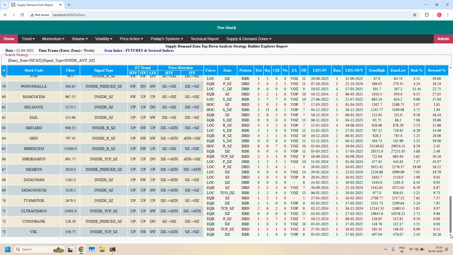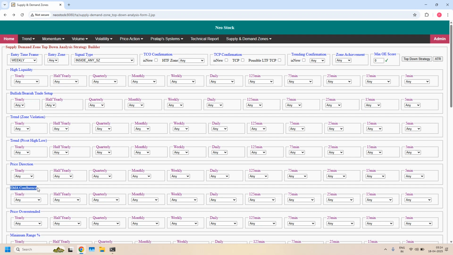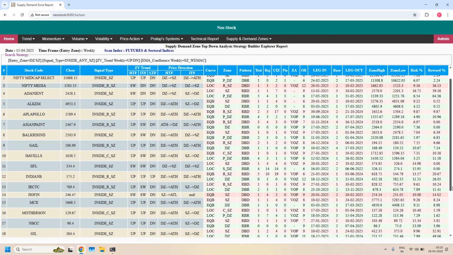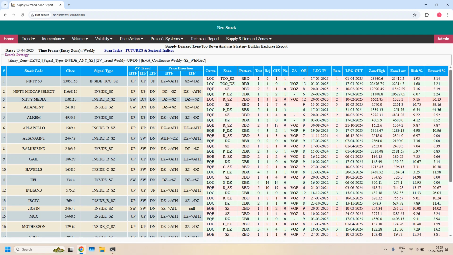So out of these 73, we can again further filter based on weekly supply zones having weekly EMA Confluence. So I am going back in the EMA Confluence at weekly time frame. I am setting the filter weekly supply zone having weekly EMA Confluence. At the same time, trend on the weekly should not be sideways. It should be either up or down. With these filters, now the list has come down to 24 stocks.